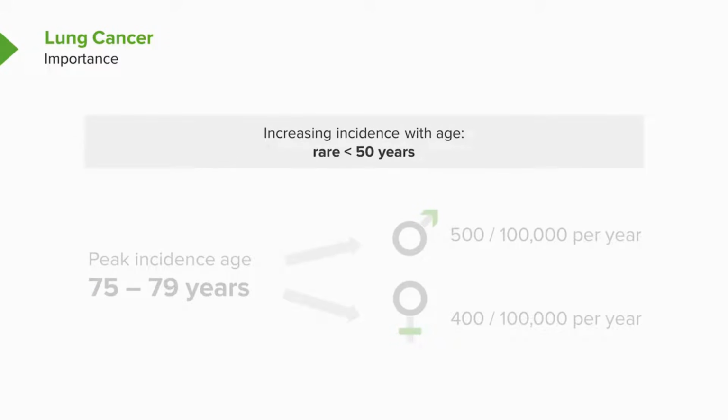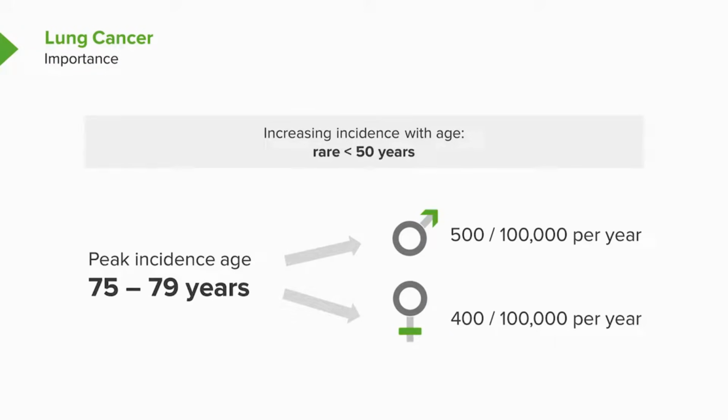It's relatively rare if you're under 50. But as you get over 50, the incidence of lung cancer increases and increases and increases, with a peak incidence occurring around 75 to 79 years of age, where 1 man in every 200 will develop cancer each year, and approaching 1 woman in every 200 will develop the cancer each year.